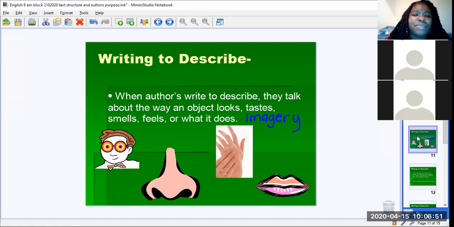All right, now writing to describe. Now, I do not know why they separated description. Like I don't know why they did that, but I'm gonna talk about it anyway because that's important. All right, writing to describe.